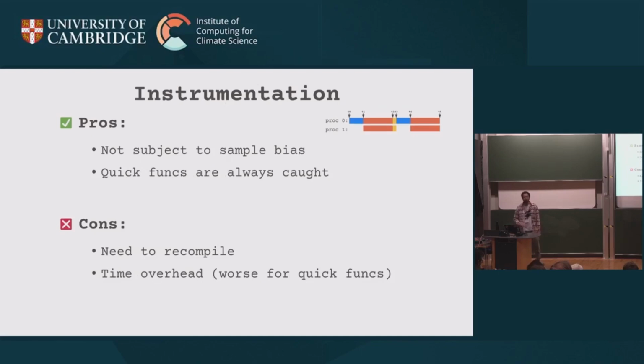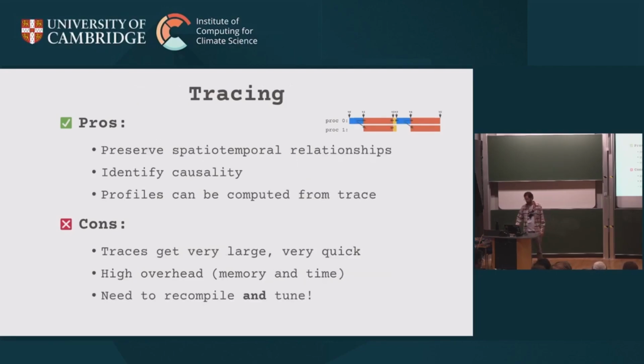So if we go to instrumentation, it's not subject to sample bias because you get exactly what happened. Every function call, you can see it. Quick functions are always caught, but it does come with a time overhead, and you do typically need to recompile. There are dynamic instrumentation tools, but typically I use source level instrumentation, and that's what I'm going to do in the demo, and I'll explain a bit about what that is when we get there.